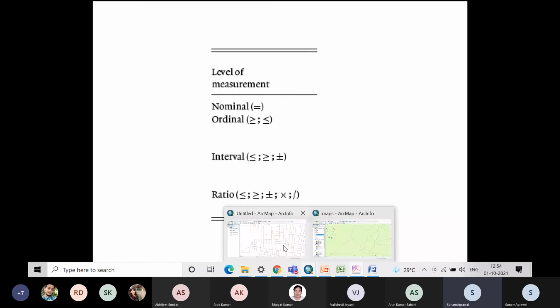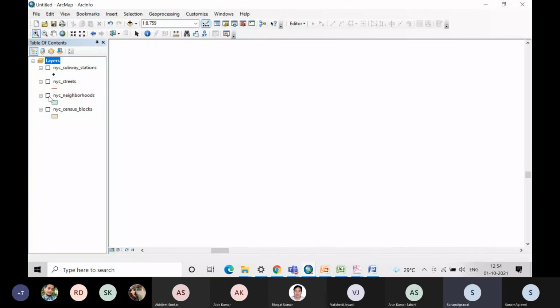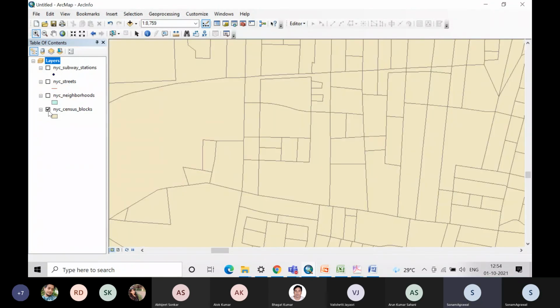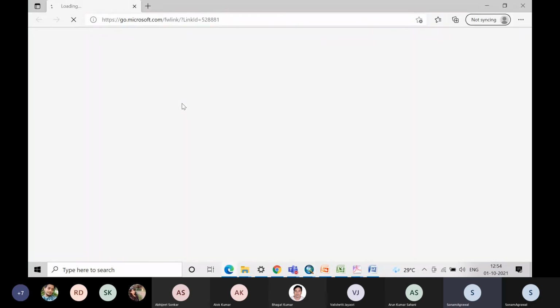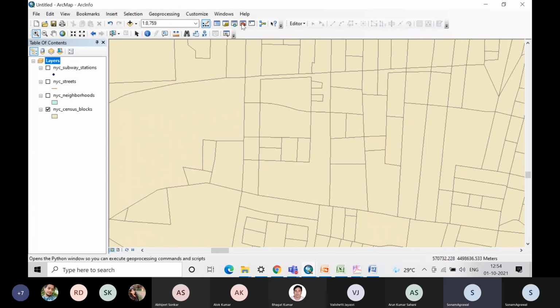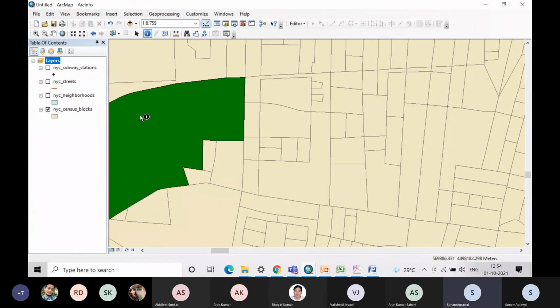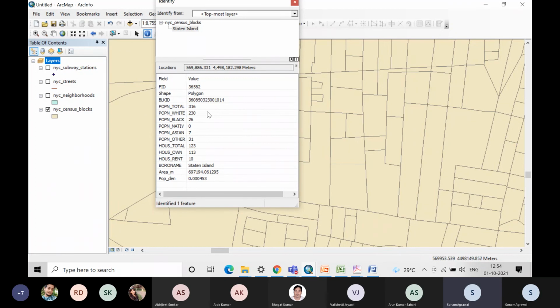So whenever we store our data, whenever we have any data set, like I have opened the NYC census, New York City census block, whenever I click on any of the data, the attributes of that particular thing will get listed. Like on this particular polygon, all the things that you are right now visualizing on the screen, this is the attribute data. This block ID, total population, white population, black population, all this information is the attribute data.